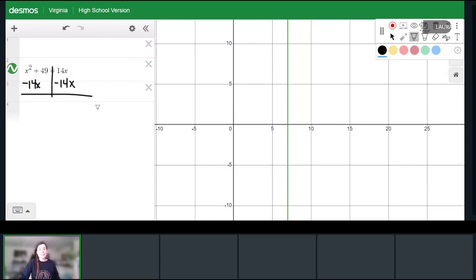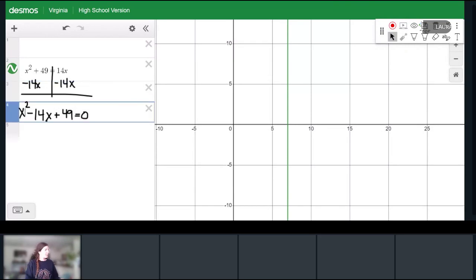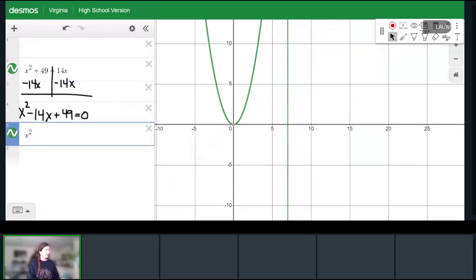Now an x term is not a like term with either x squared, nor is it a like term with 49. So instead, we're just going to smush that minus 14x in between those 2 terms there, because that's our like b term. And then, of course, it equals 0, but all we need to plug in now is x squared minus 14x plus 49.